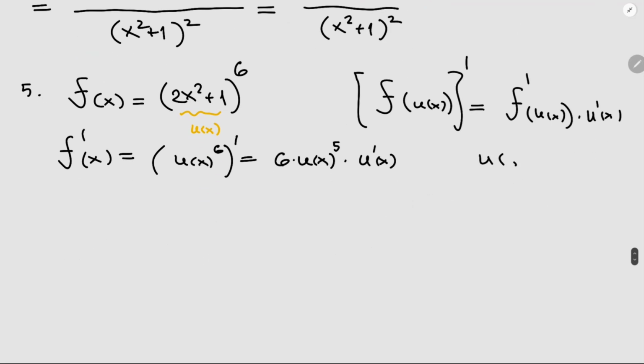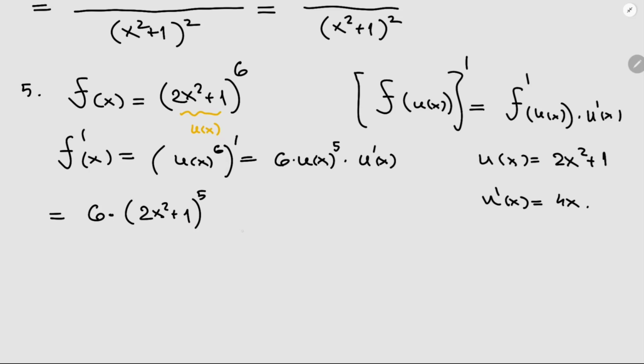And once again, if u of x is equal to 2x squared plus 1, then its derivative is, can you take a guess? Well, of course, it is equal to 4x. And thus, in the end, this gives us 6 times 2x squared plus 1 to the 5th power times 4x. And we can actually multiply the 6 and the 4x to get the final result, which is 24x times 2x squared plus 1 to the 5th power.